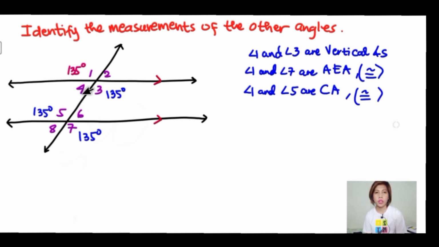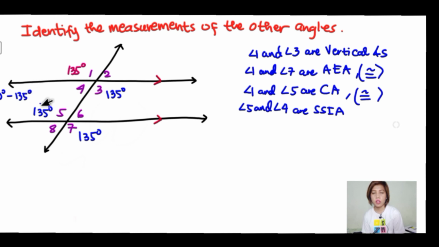So, pwede tayong gumamit na, para makuha si angle 4, si angle 5 tsaka si angle 4 ay same side. Angle 5 and angle 4 are same side interior angles. So, they sum up to 180 degrees. So, para makuha yung angle 4, 180 degrees minus 135 degrees. Ano pong sagot? The answer is 45 degrees. So, therefore, ang measure ni angle 4 is 45 degrees.